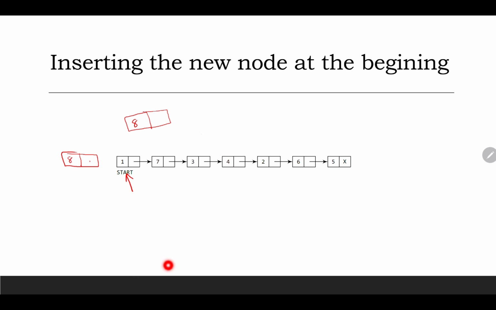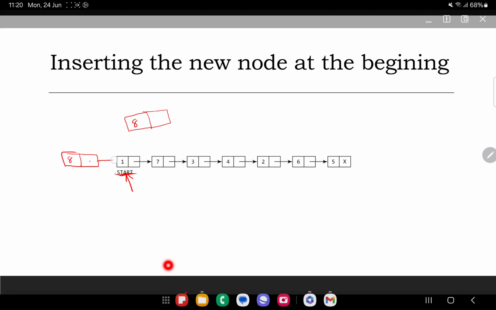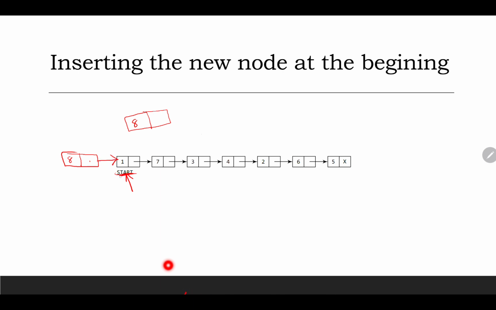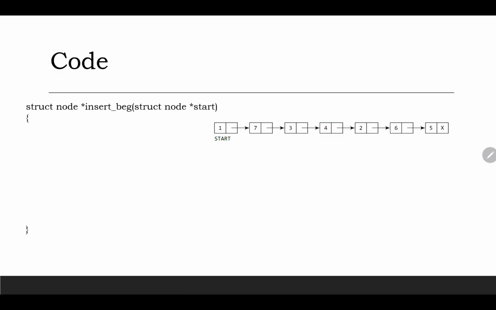Then this address part contains the address of the start node, and we have to change the start also. Now this will become the start. So this is the procedure. We will see the code, then we will go to the algorithm, and I think it will be easy for you.